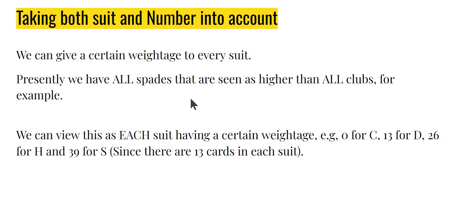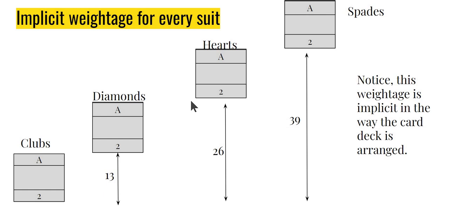Right now, when we are deciding only by suit, we are saying, well, every card of diamond is bigger than every card of clubs. Every card of heart is bigger than every card of diamond and every card of club respectively, and so on. Effectively, we have given an implicit weightage to everything. The situation looks something like this. So, for example, we have clubs at the lowest of the pecking order, then we have diamonds, we have hearts, and then we have spades.